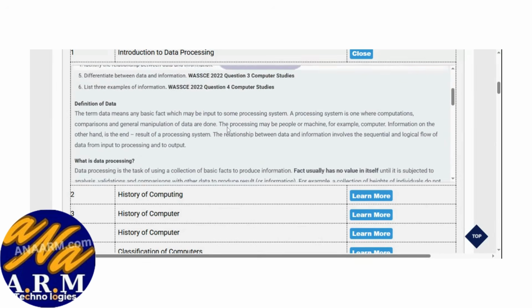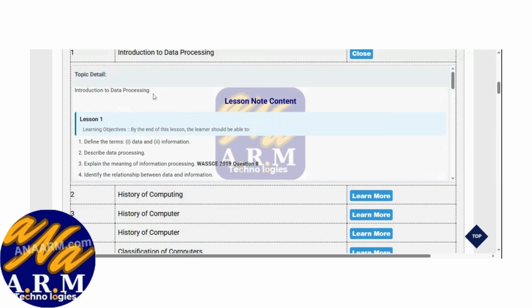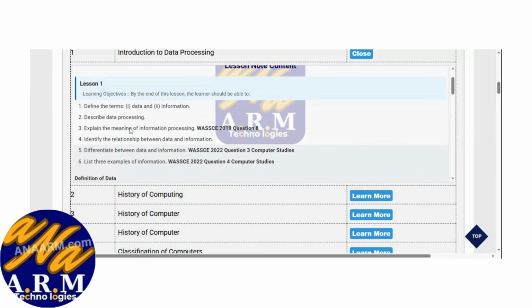Topic detail. Introduction to data processing. Define the terms 1, data, and 2, information. Describe data processing. Explain the meaning of information processing.